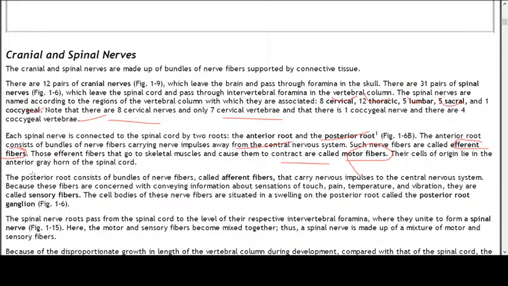Anterior gray horn of the spinal cord. Okay. Suppose this is the spinal cord. It has various horns. This one is the posterior horn. Let's suppose this one is the anterior horn. Now the cells of origin, which means the head of the cells of origin, actually lie in this particular part in case of motor neurons. Okay, motor fibers.